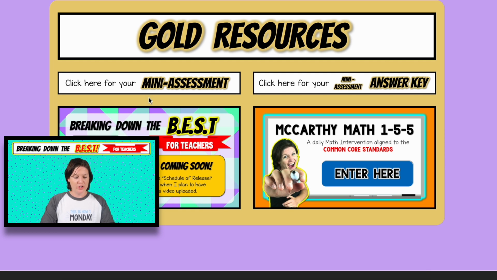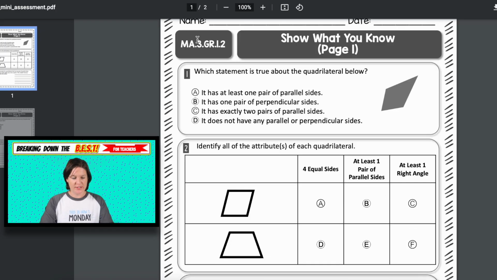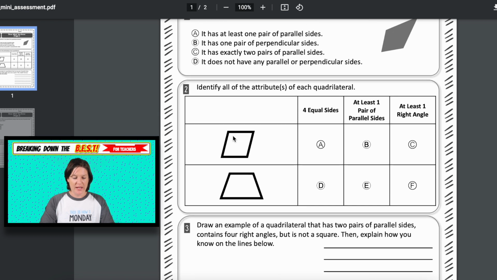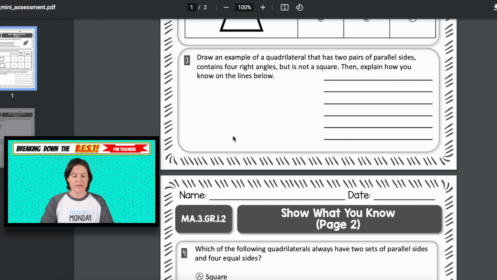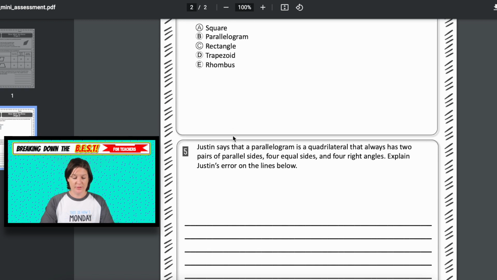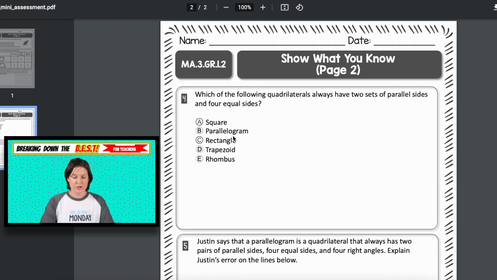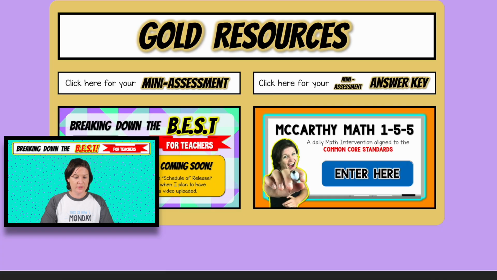So with the gold plan, you have a mini assessment for every standard. So for this standard, you can see it's right up here. We have a variety of question types, all focusing on quadrilaterals and their attributes. Okay. Usually these mini assessments are about 4 to 5 questions long. Got your answer key right here.